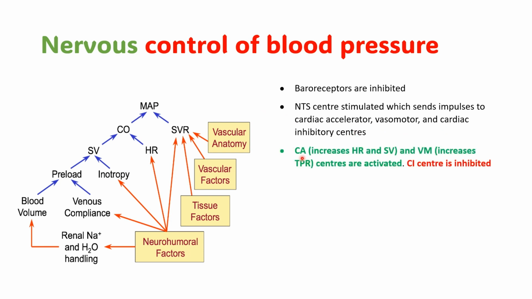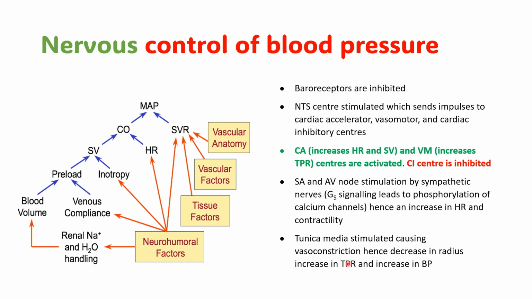The cardiac accelerator center increases heart rate and stroke volume, and it does this because sympathetic nerves extend and release neurotransmitters such as noradrenaline, which act on specific adrenergic receptors on the heart. Then if we think about the vasomotor center, you're going to have sympathetic nerves extending from there. Through a similar process, by releasing neurotransmitters such as noradrenaline, they're going to act on alpha-1 adrenergic receptors on blood vessels. The smooth muscle within the tunica media is going to be stimulated, causing vasoconstriction and hence a decrease in radius of the blood vessels, an increase in total peripheral resistance, and therefore an increase in blood pressure.